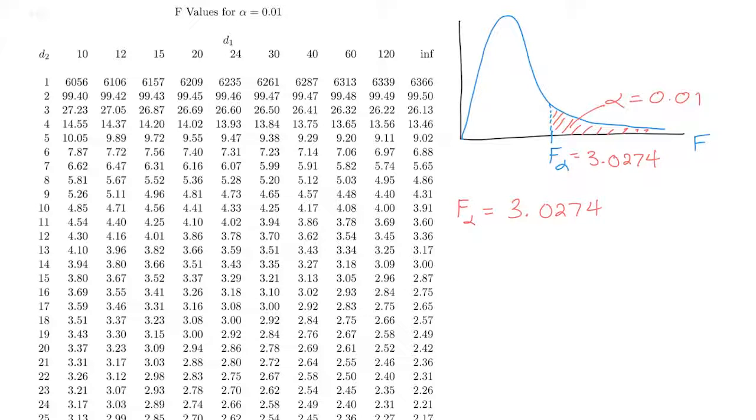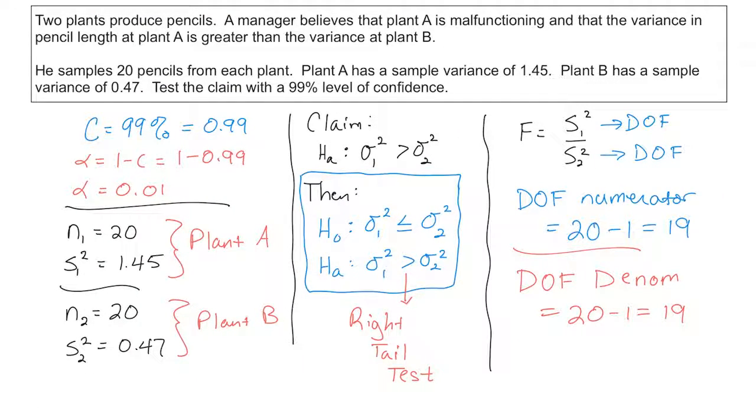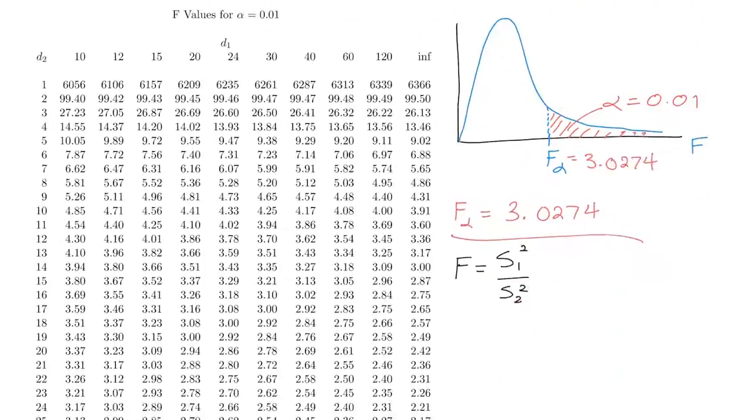Now what we need to do is calculate the test statistic to see if we're going to reject or fail to reject the null hypothesis. The test statistic, I've been saying over and over again, is just very simply S1 squared over S2 squared. It's the ratio of the sample variances that we got from the original problem. So when we go up to the original problem, the sample variance for the first sample is 1.45. The sample variance for the second one is 0.47. So we're going to put those two values into this calculation.